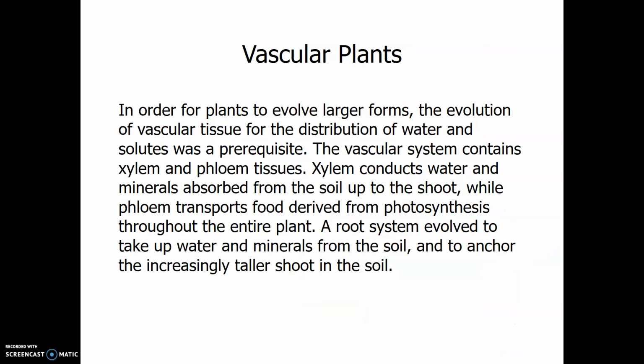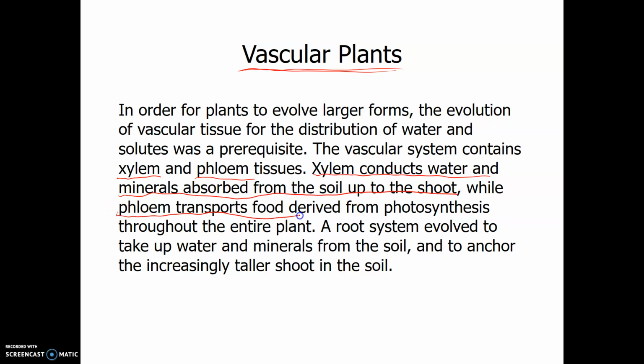All right, so we will start talking about plants with the vascular plants. I'm actually used to teaching starting with the simplest and then going to the more complex plants, but we're going to start with the vascular plants. And vascular tissue contains 2 types, xylem and phloem. The xylem conducts water and minerals absorbed from the soil up to the shoot. So the xylem goes from root to shoot. And the phloem travels in the opposite direction.